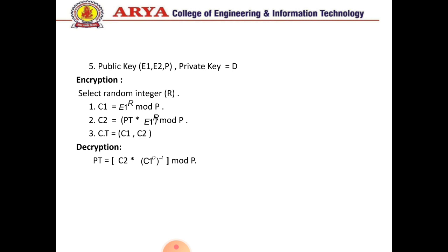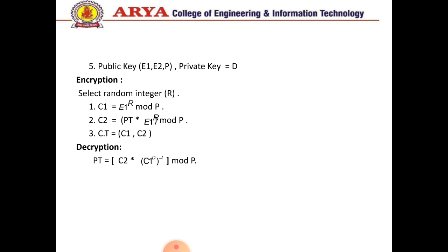Now for performing encryption, our ciphertext is the combination of ciphertext 1 and ciphertext 2. The ciphertext 1 is calculated as E1 power R mod P, and ciphertext 2 is calculated as plaintext into E2 power R mod P.